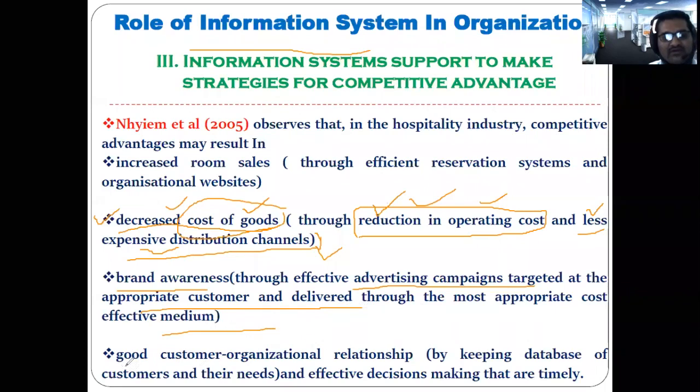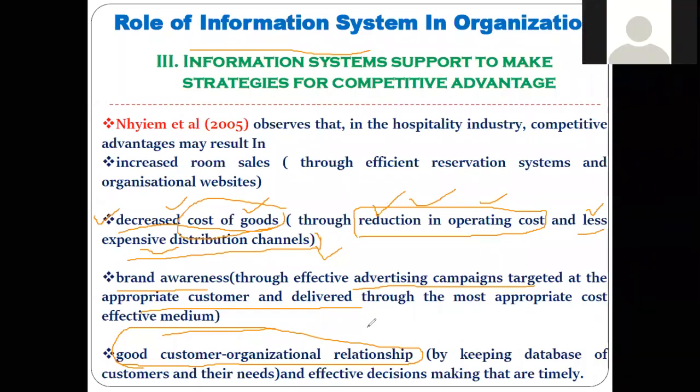And another important strategy is nothing but good customer organization relationship. How can this be useful? Can anybody explain to me? Another way of taking the competitive advantage using the information system is good customer organizational relationship. Mansi? Fulfill the customer requirements. Okay, that is one point. Another?